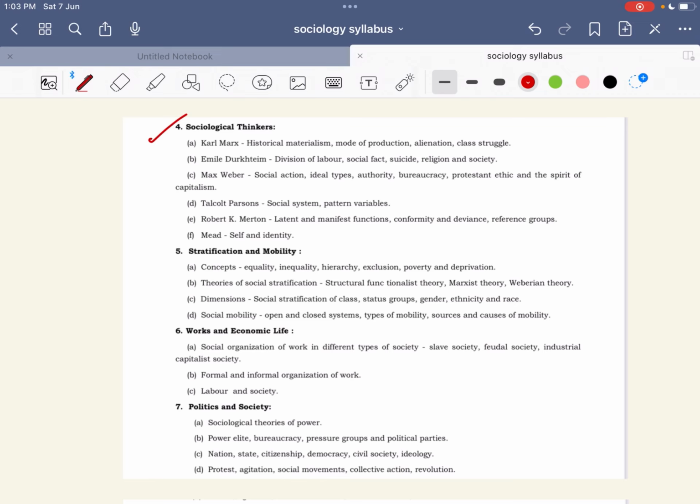Then there are sociological thinkers. So what is there now in sociology paper 1? Maximum questions in sociology are asked from this area. If you understand sociological thinkers very well, you understand entire sociology, because sociology is nothing but a way of thinking. It is a study of the perspectives which different thinkers give. We are studying their perspective, their way of seeing the society, you understand. So sociological thinkers is a very important area here.